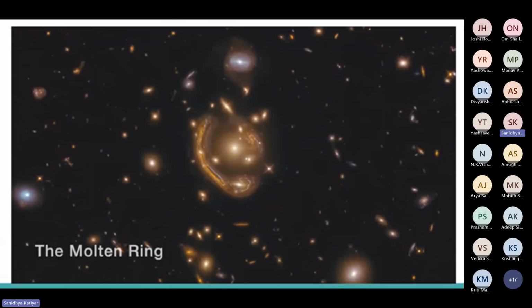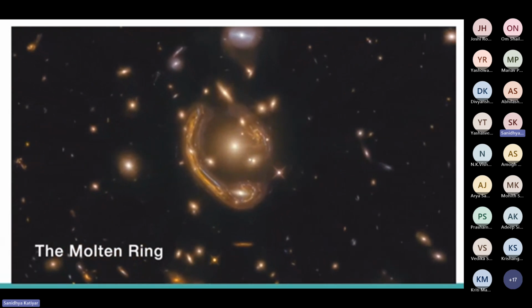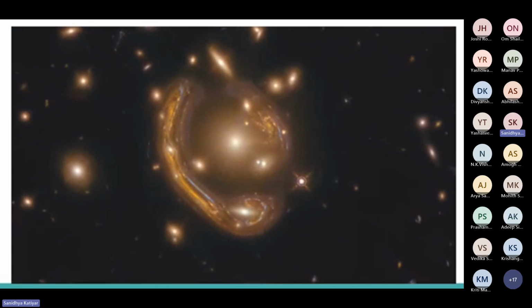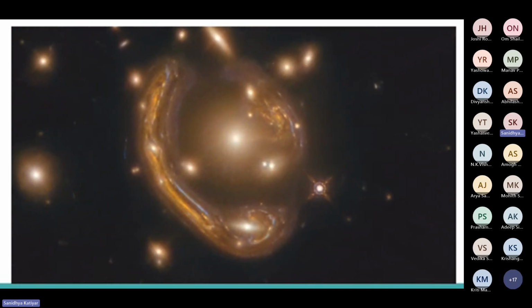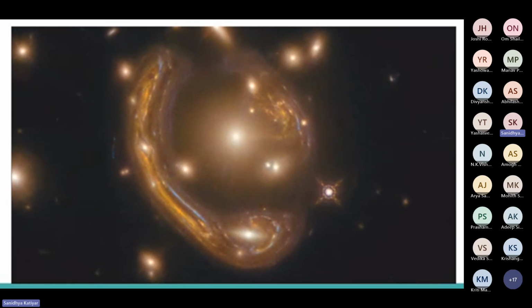An Einstein ring is a very cool feature of gravitational lensing where a background galaxy gets stretched out into a full ring around the foreground lens. Molten ring is a really interesting case where it's one of the largest galaxies that forms a near complete Einstein ring. The molten ring, you have a very large cluster of galaxies that has magnified this background galaxy.